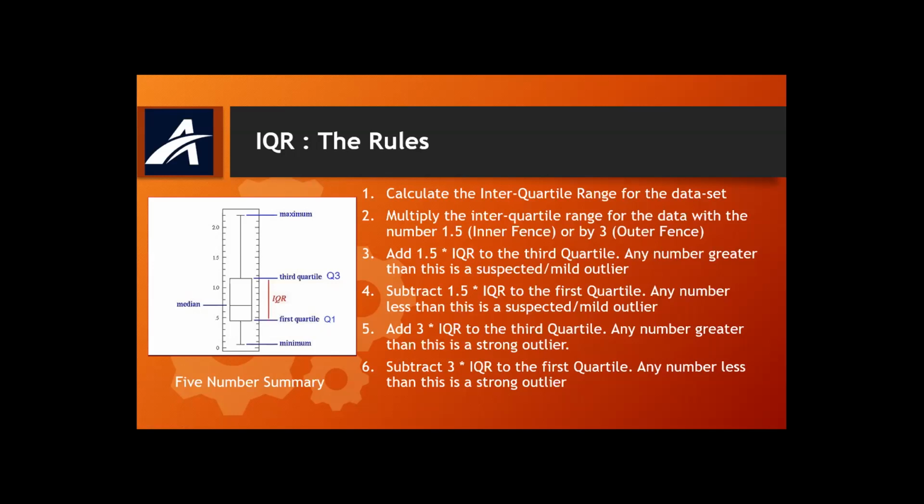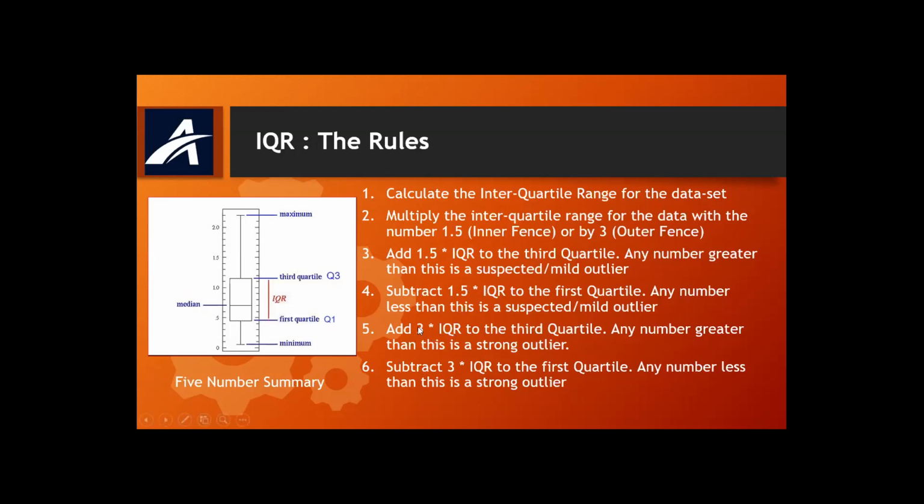If you subtract 3 times the IQR from the first quartile, any number less than this is a strong outlier. It's a suspected mild outlier. Yes, you're right, any value less than this is a strong outlier.